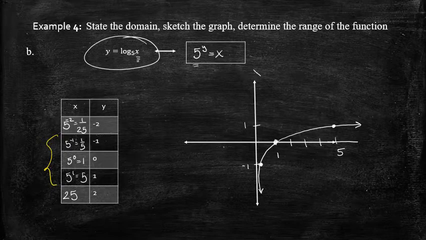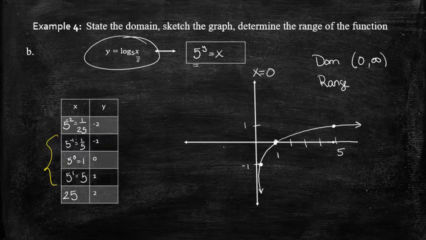Okay, let's label the vertical asymptote. So that's x is equal to 0. Again, it has to be clear that the graph is getting closer and closer to the y-axis, but it never touches it. The domain is again 0 to infinity, and the range is all real numbers. So for these other points, you'd have to go all the way out to 25 before we're up at 2. So the graph grows, but it does so very slowly.